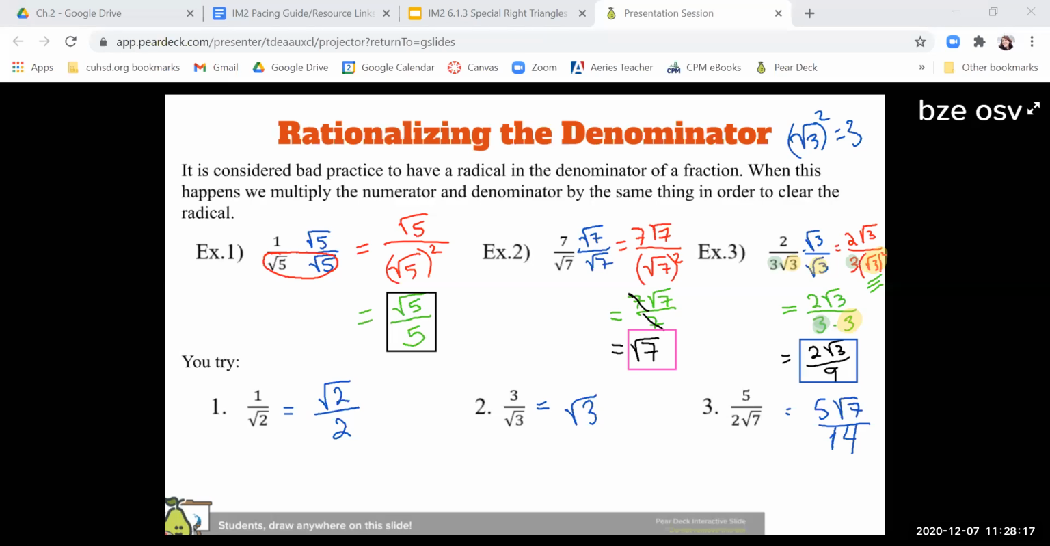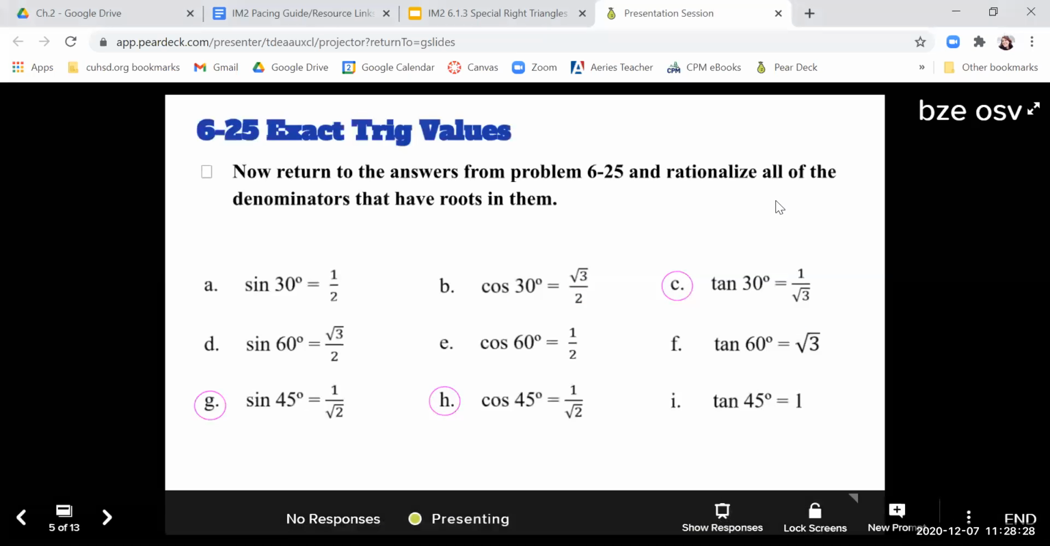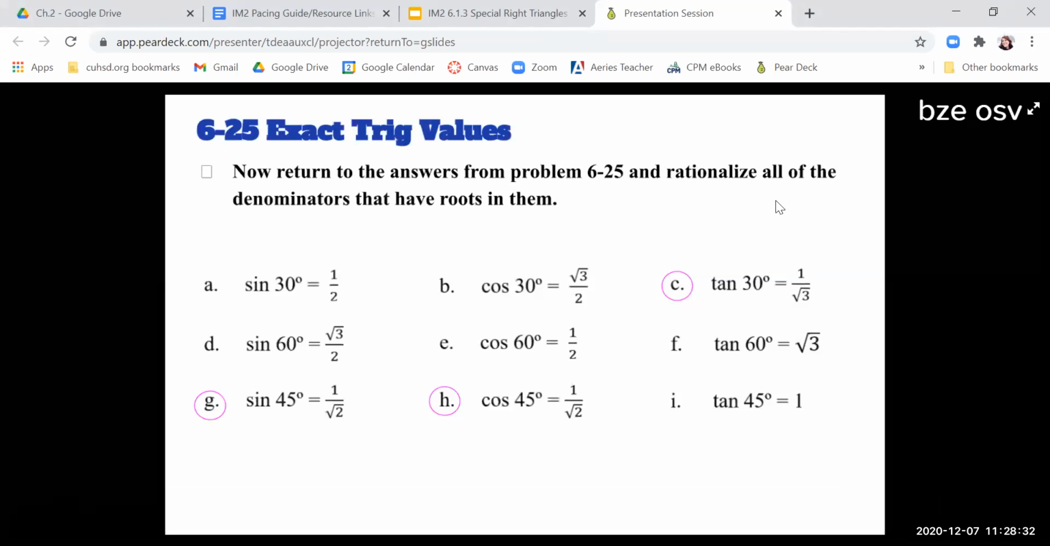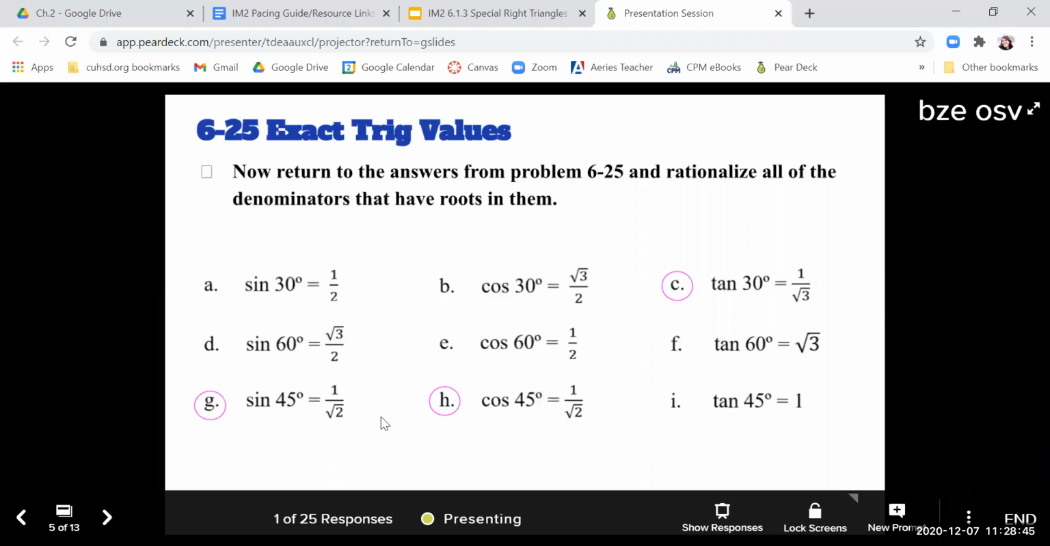All right, so I'm going to go ahead and clear this. Hopefully you got your examples at least. And now we're going to go back to that list of problems that we did from the previous slide. So here, do you see how the 3 I circled need a rationalized denominator? So we go ahead and rationalize the denominator for each of these. It's really just 2 little problems because sine 45 and cosine 45 are the same.